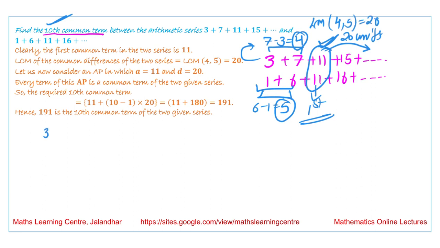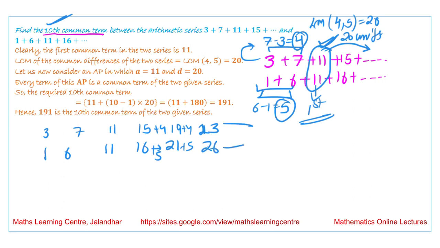How are we getting it? The first series is 3, 7, 11, 15. Next, 4 is added to it and it becomes 19, then 4 is added again and it becomes 23. Likewise, the second series is 1, 6, 11, 16, then 21, where 5 is added to each term, and then we get 26.